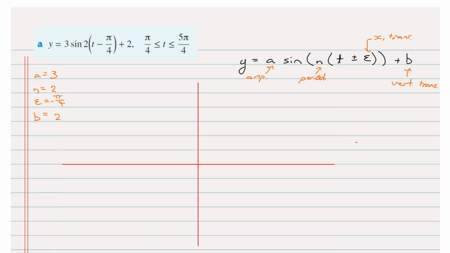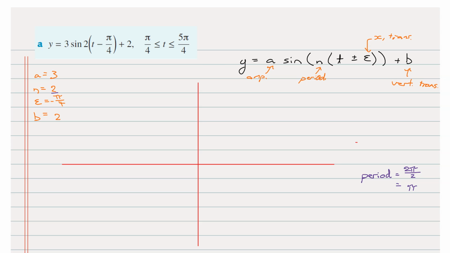Perfect. Now, the second part is I need to figure out what the period is going to be. So recall, period is equal to 2 pi divided by n. In this case, our n is going to be 2. Thus, our period for this function is pi.